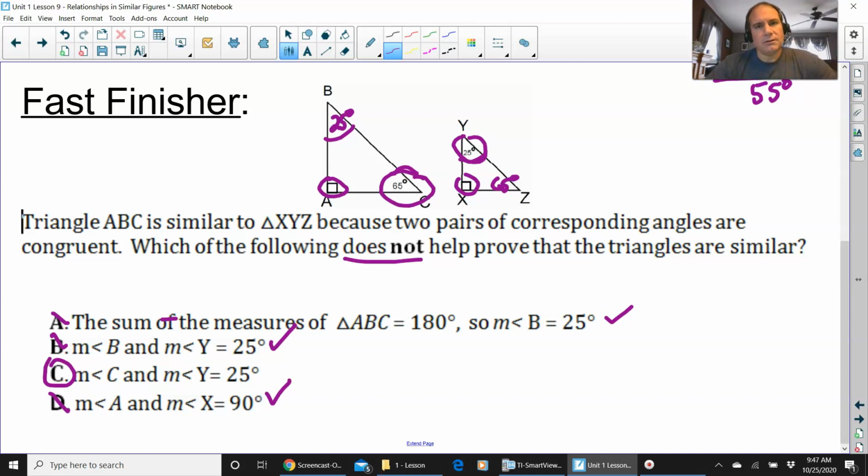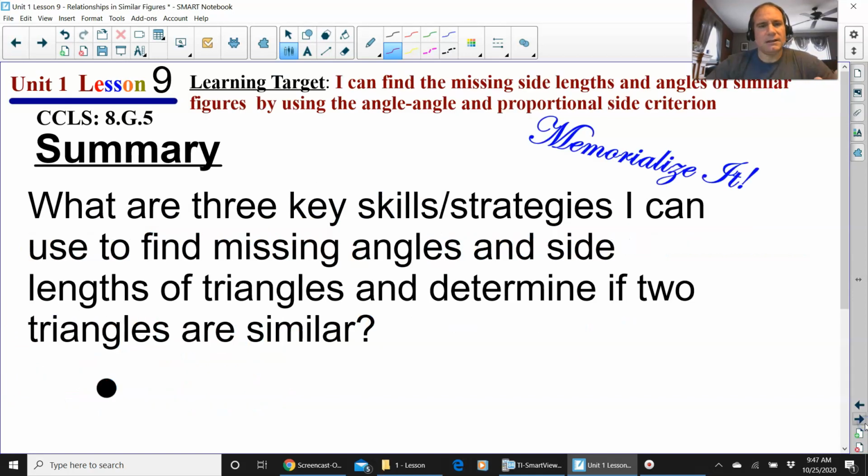Remember all similar figures. All right, and this is what you could put for your summary. All similar figures, the side lengths create equal ratios, equal proportions. All similar figures, corresponding angles are equal to each other, right?